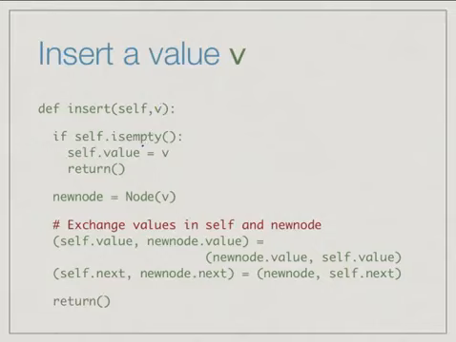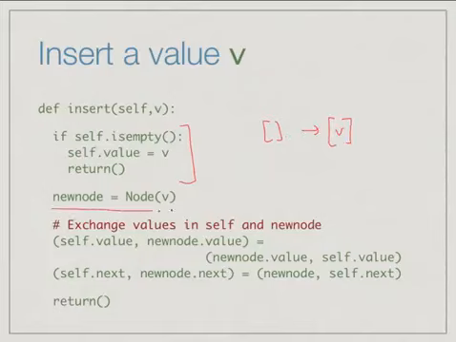So here is the code for insert. As usual, if you have an empty list, insert is easy. We just have to change None to v. So insert and append both behave the same way. With an empty list, we go from the empty list to the list v. It doesn't matter whether you're inserting or appending.